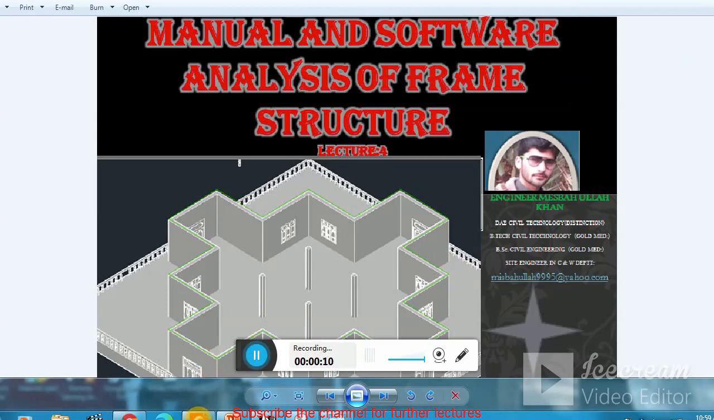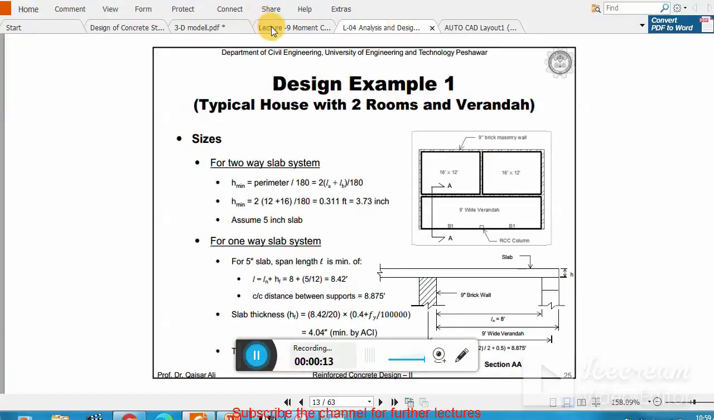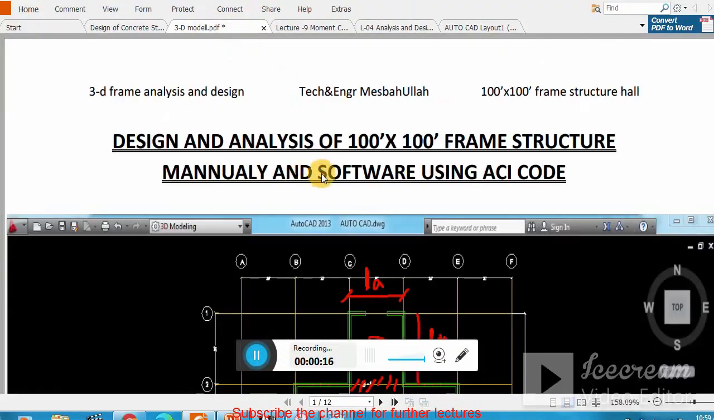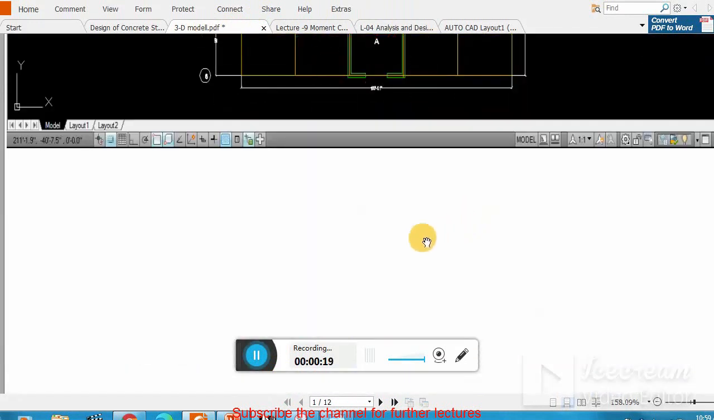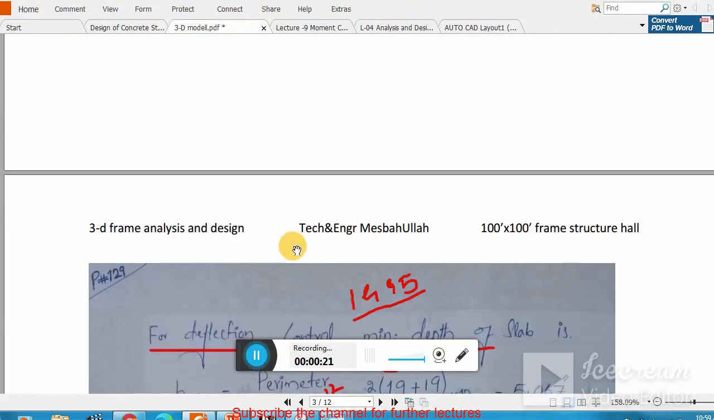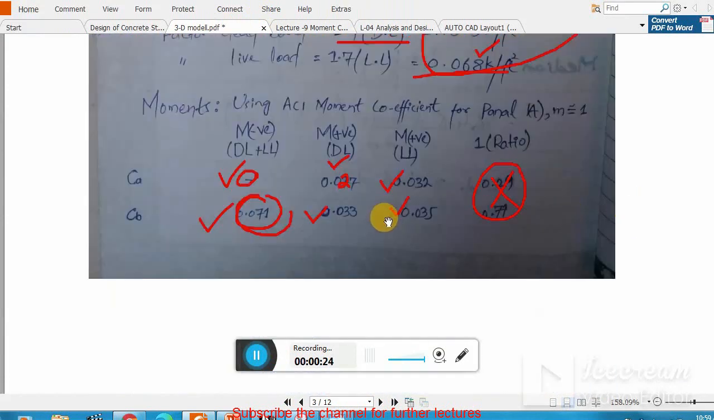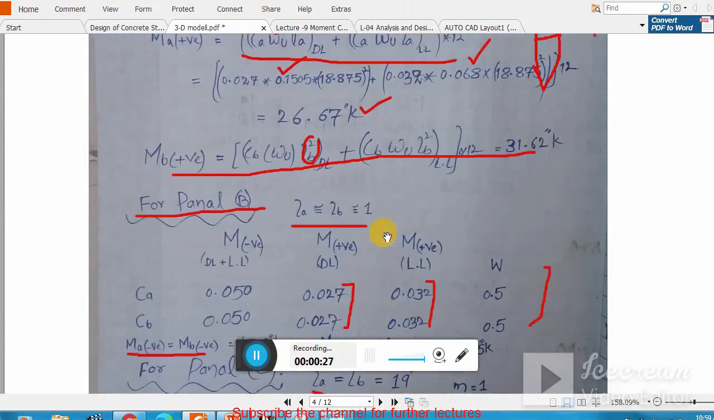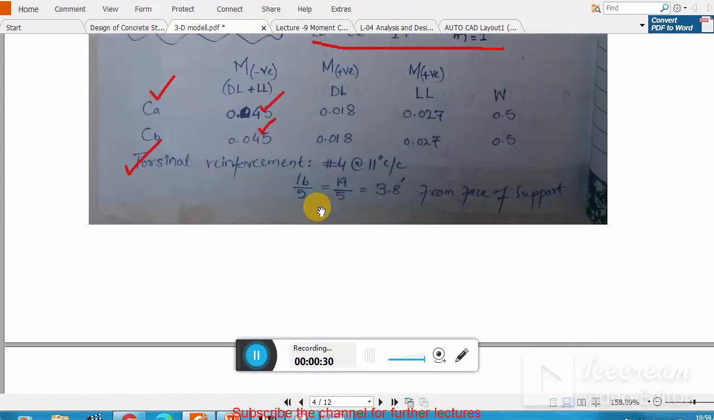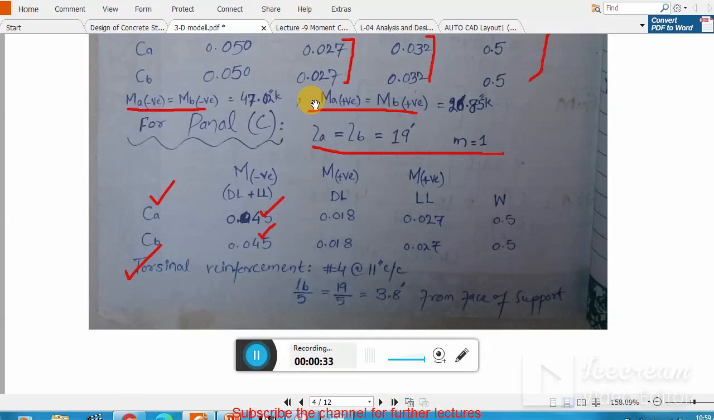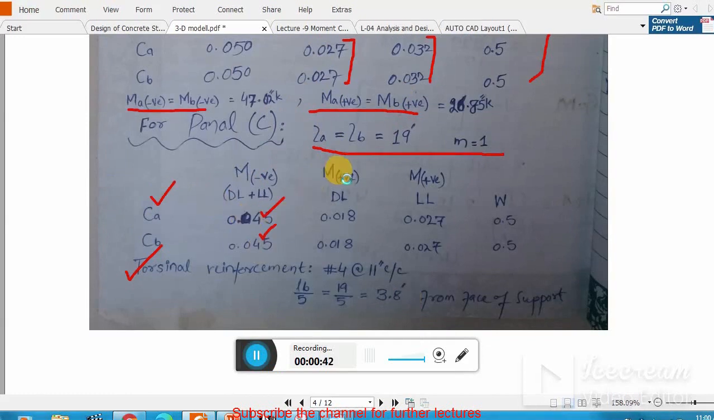Students, in lecture number 3, we started the two-way slab analysis and design, and we reached torsional reinforcement. We stopped the calculation on torsional reinforcement. We also did the calculation in an Excel sheet, showing how you can easily search your CA and CB values. Then the procedure will be simple, because in the two-way slab moment coefficient method, choosing these coefficients is a little bit tricky.